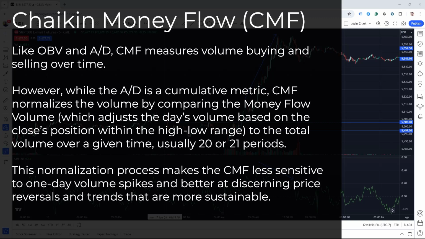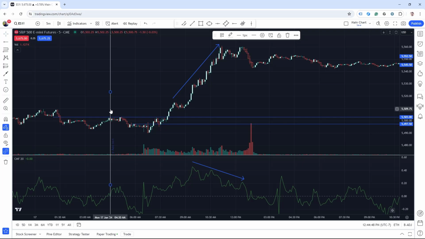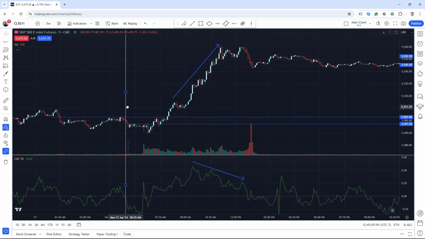that are more sustainable. In this example on the 5-minute chart of the S&P Mini Futures, we can see that the market established a few key levels before the open, and then at 7:05 we started to break this range, came back down to retest it, and then broke out of this range. At this point, as price continued to move upwards, we can see the Chaikin money flow continued to make new highs here, and then also here. But as price continued to move upwards, we start to see the Chaikin money flow failing to make new highs, suggesting that this move was overextended.